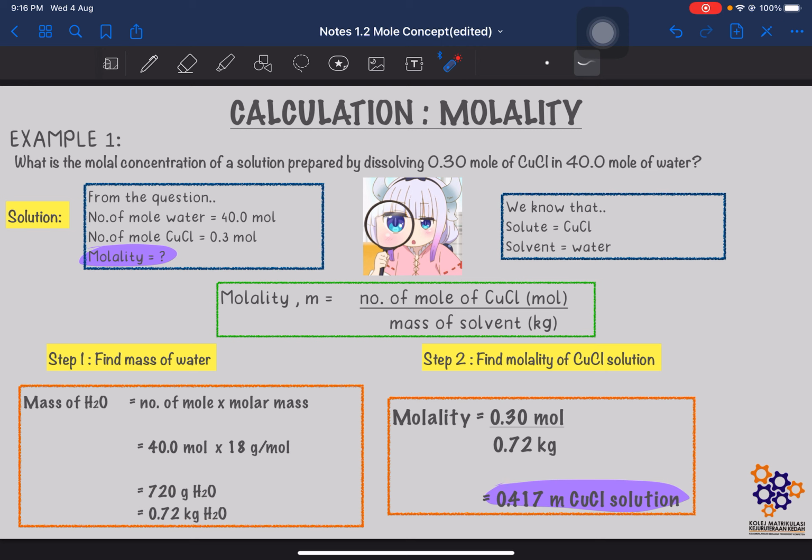Okay, now we have all the information needed to find the molality. The second step is to find the molality using this formula. Molality is equal to the number of moles of copper chloride, 0.3 mole, divided by 0.72 kg of water. So we get the molality of the solution as 0.417 molal copper chloride solution. Alright.